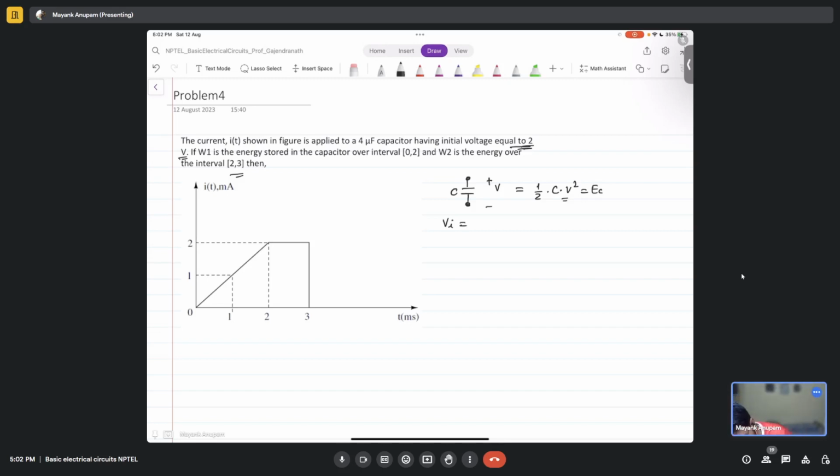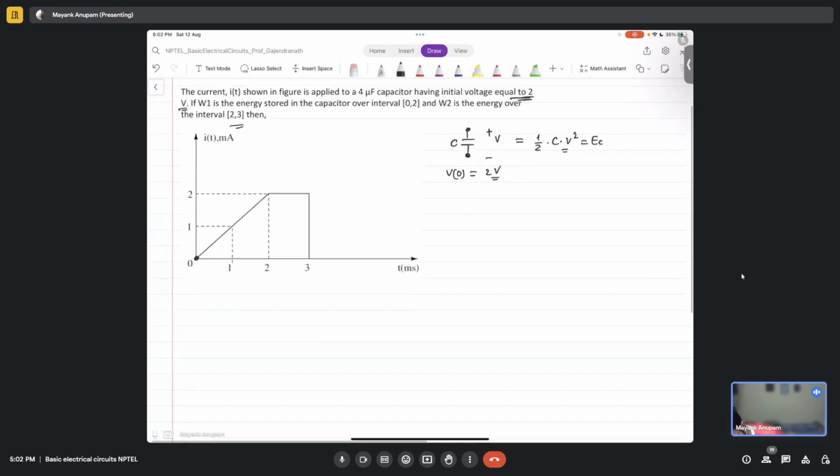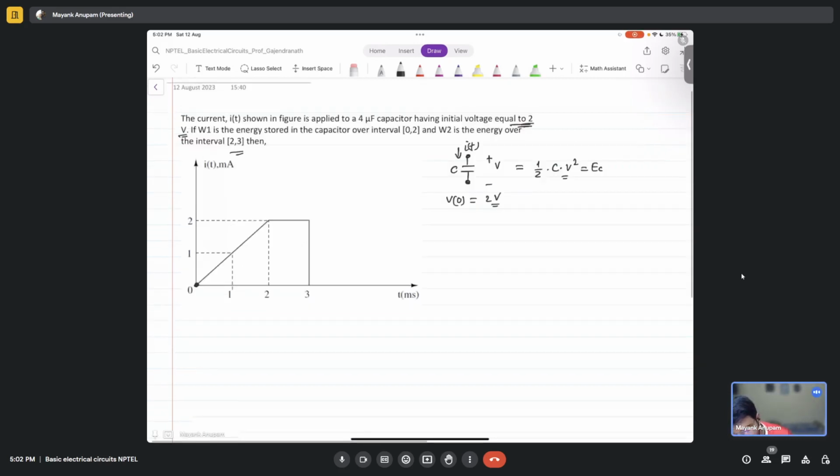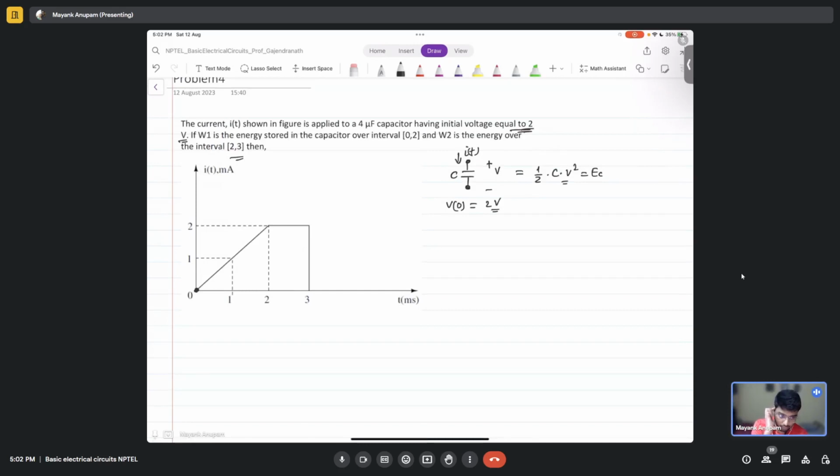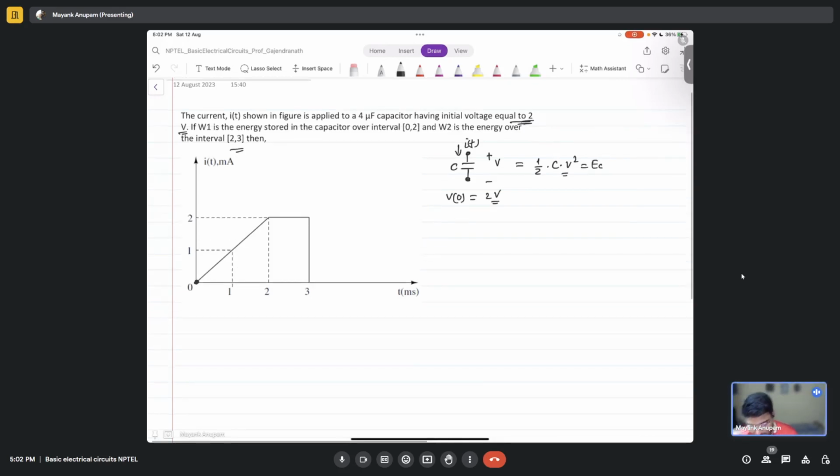What was V initial, or let's call it V of 0? 2 volts. Now you see that at time t equal to 0, a current I of t is flowing into the capacitor in this direction. What will it do? It will increase the voltage, or in other words, it will simply charge the capacitor. So tell me, how will the capacitor charge look like?